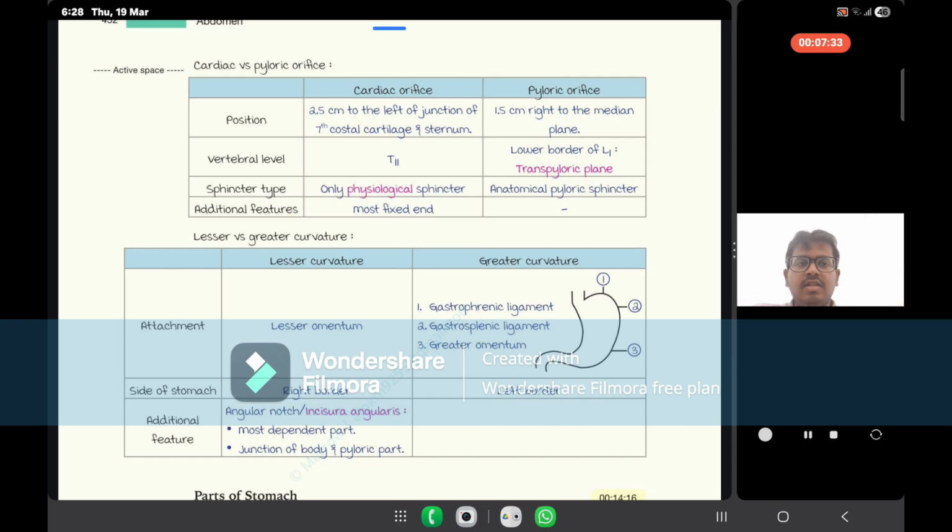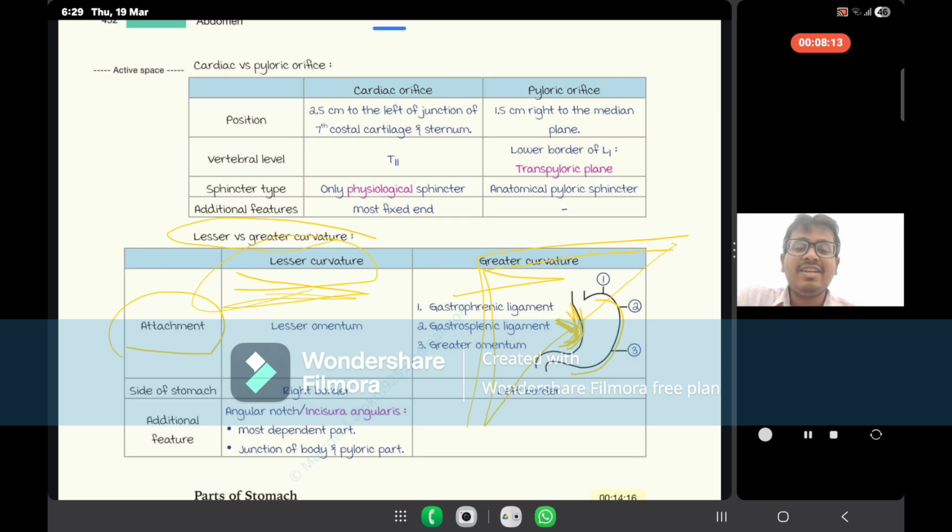So now we move to the next part, that is greater curvature and lesser curvature. You have already seen that the lesser curvature originates from the lesser part of the stomach, and the greater curvature originates from the greater part. For the attachment, if we draw the liver here, the lesser curvature is attached to the lesser omentum.